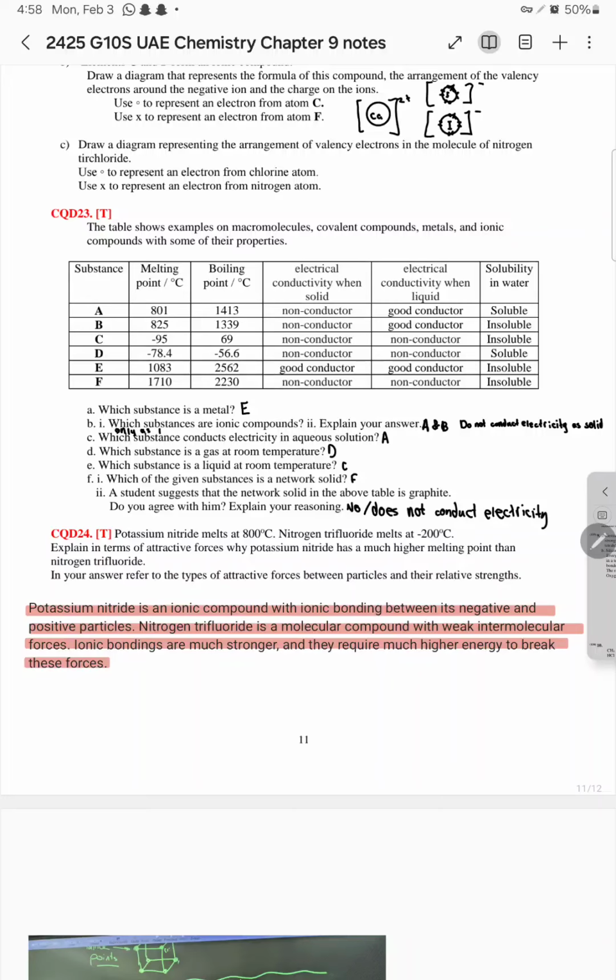So potassium nitride is ionic. We can tell this because one of them is a metal, the other is not. And when it's an ionic bond, it's between negative and positive particles. And we know ionic bonds are very strong, stronger than VDW, yet weaker than covalents. Now, nitrogen trifluoride is a molecular compound because it's made of two nonmetals. So they have weak intermolecular forces called VDW, of course. Ionic bonds are much stronger and they require more energy to break them up, so it will melt at a higher melting point.